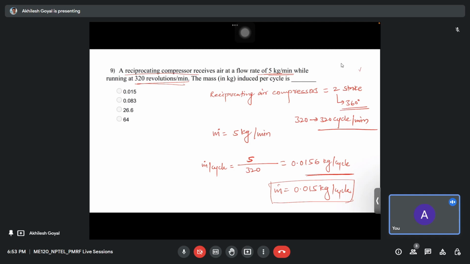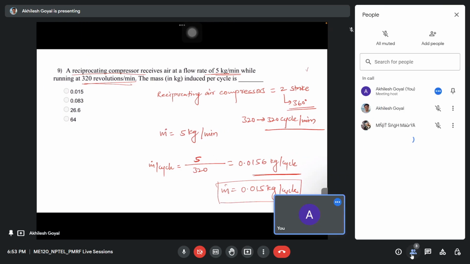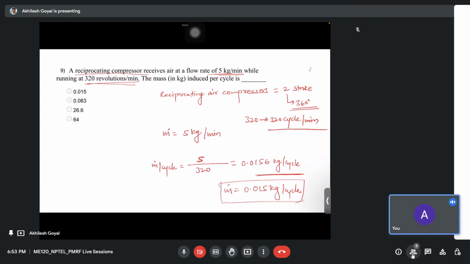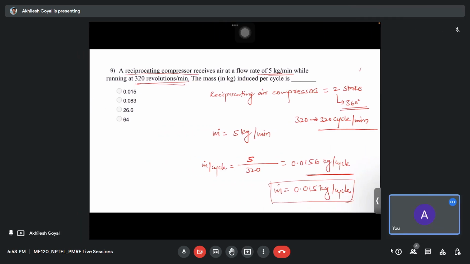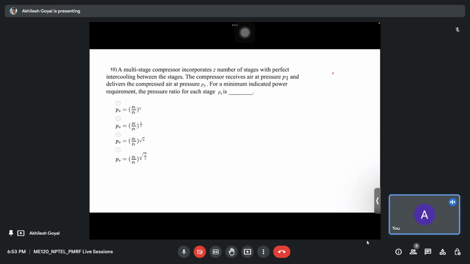So that is also a similar simple question. If you have any doubt, I think Manjeet Singh is in the room. If you have any doubt, you can ask, or we can move to the next question. Yeah, the next and final question. No doubt, sir. So let's move to the final question from this assignment.